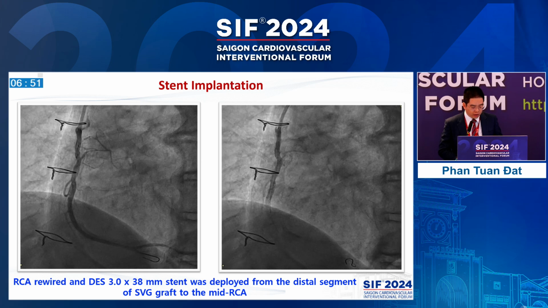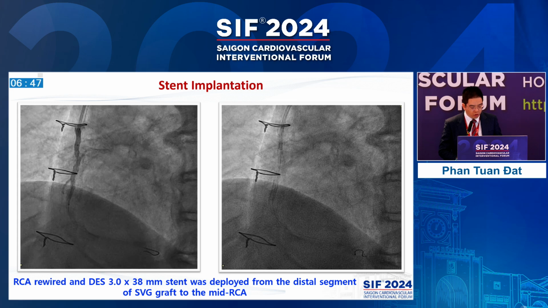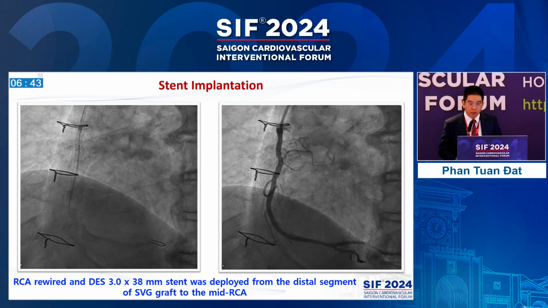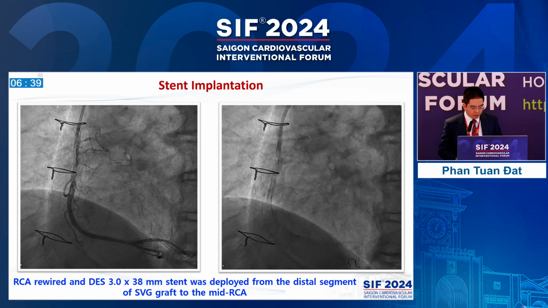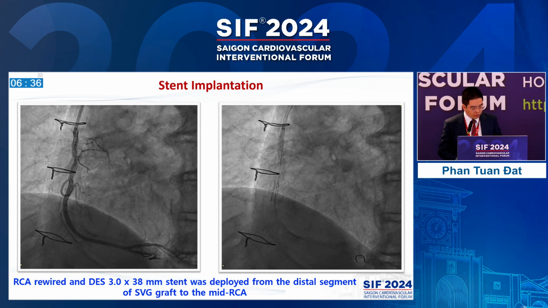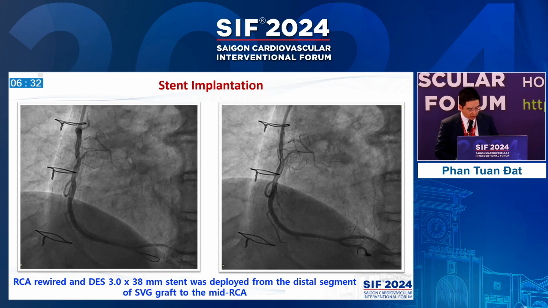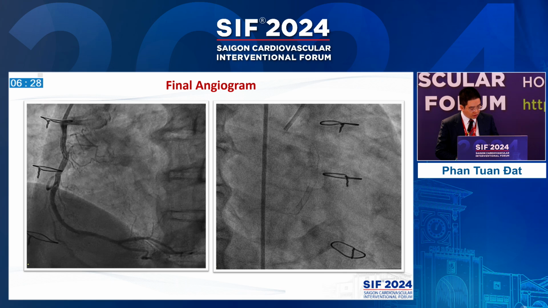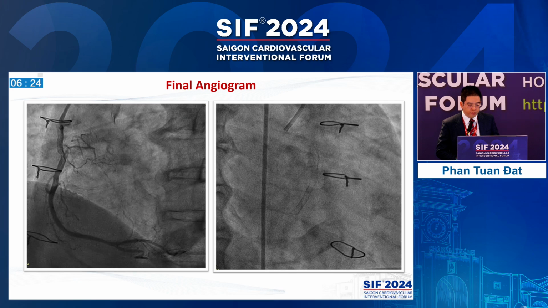So we rewired the RCA and deployed a 3.0 by 38 mm stent from the distal SVG graft to the mid RCA. You don't want to cause any more trauma here. The final angiogram confirmed good flow with no residual stenosis, which is satisfying to end a challenging case like that. This is the final angiographic result: good flow and no residual stenosis noted.